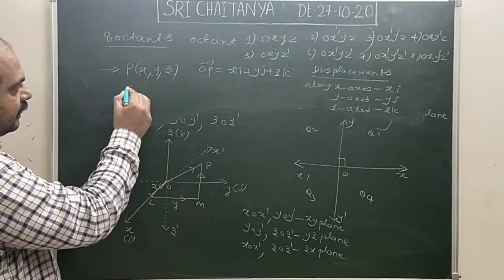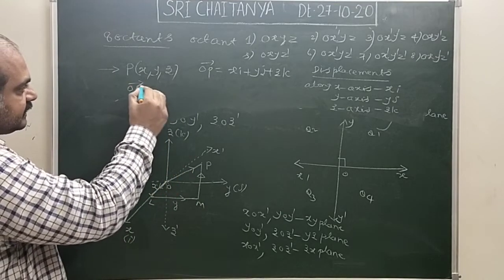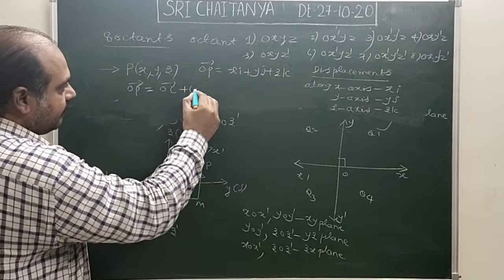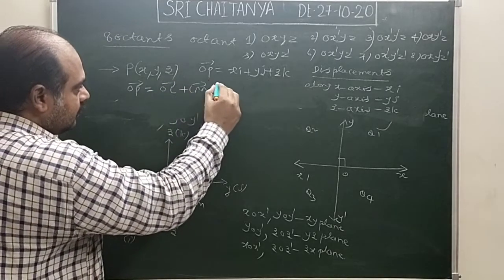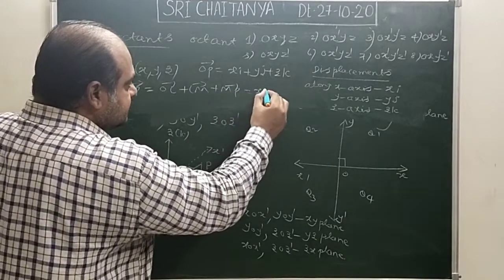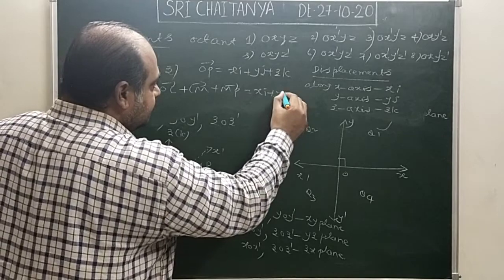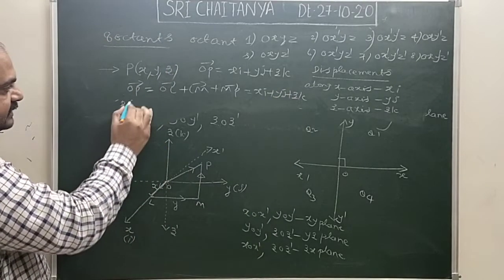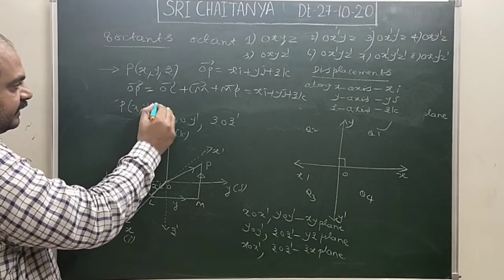this OP bar, the resultant displacement, is nothing but OL bar plus LM bar plus MP bar. So this is nothing but xi plus yj plus zk. That means P is nothing but the point (x, y, z).